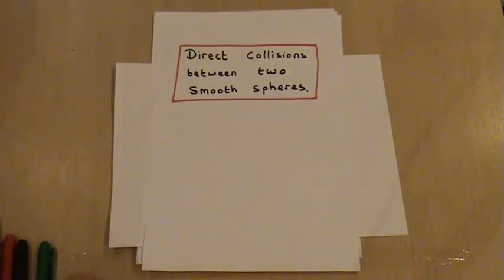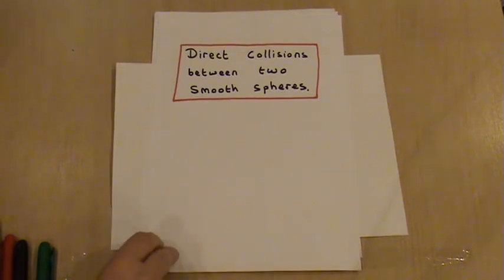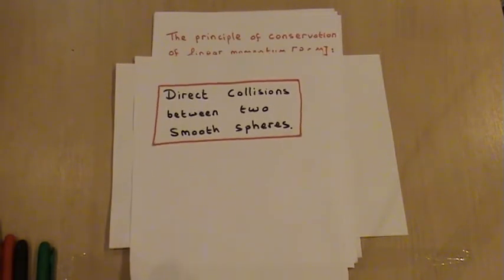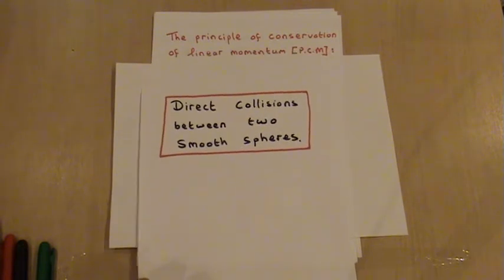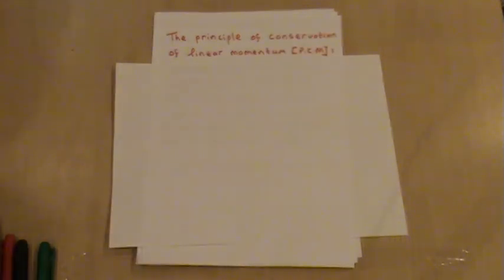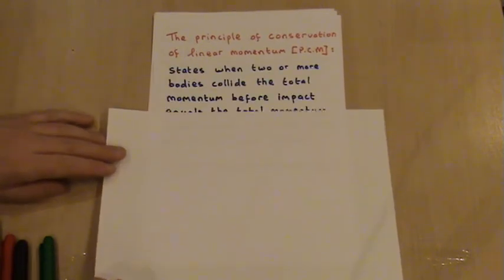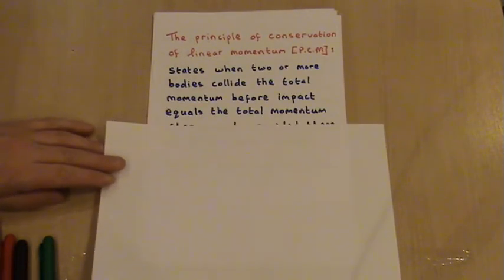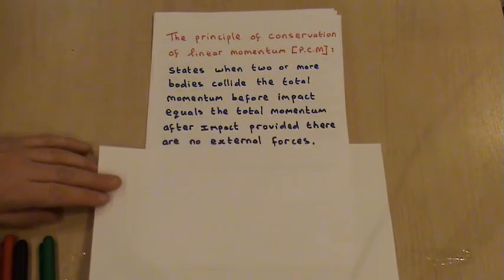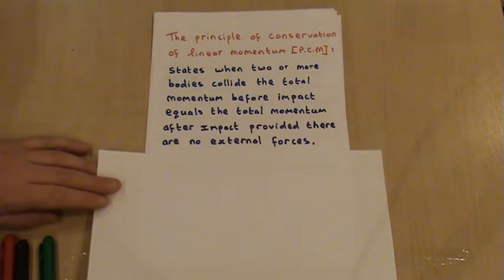Okay, here we're going to look at direct collisions between two smooth spheres. Now, one of the laws governing direct collisions between two spheres is the principle of conservation of linear momentum. And this principle states that when two or more bodies collide, the total momentum before impact equals the total momentum after impact, provided there are no external forces.